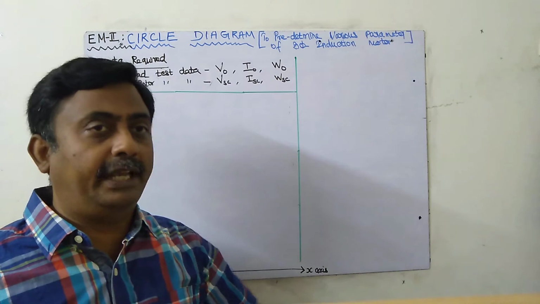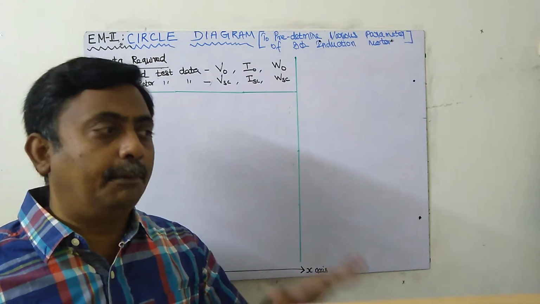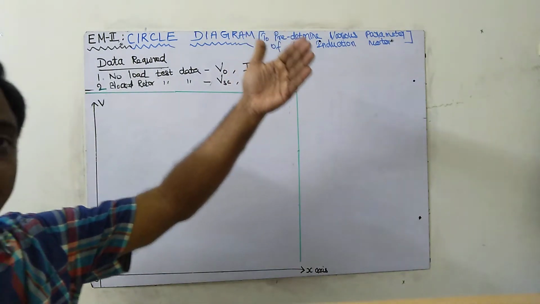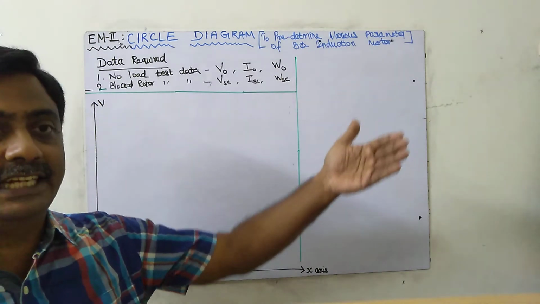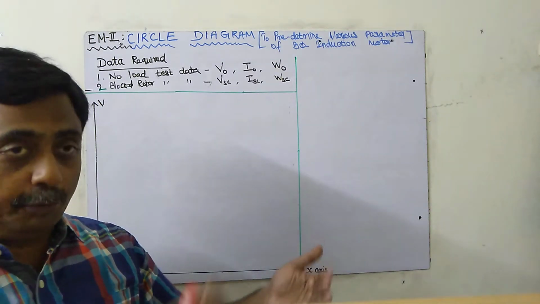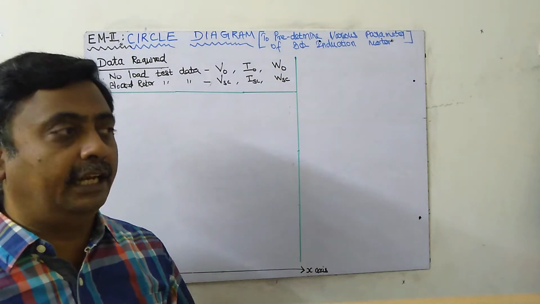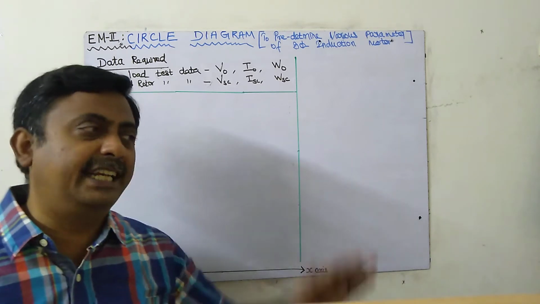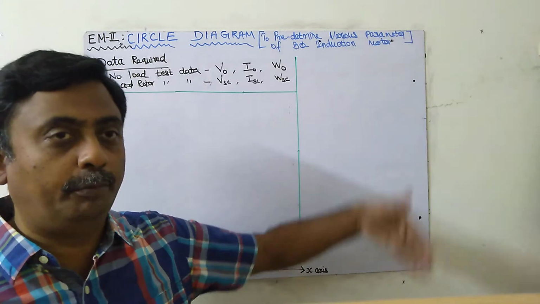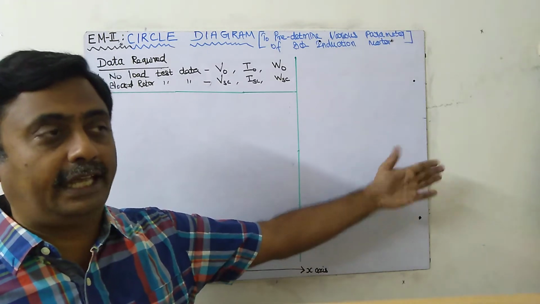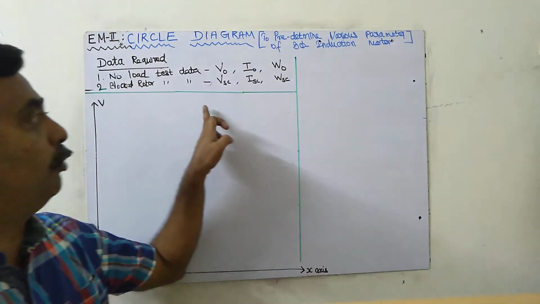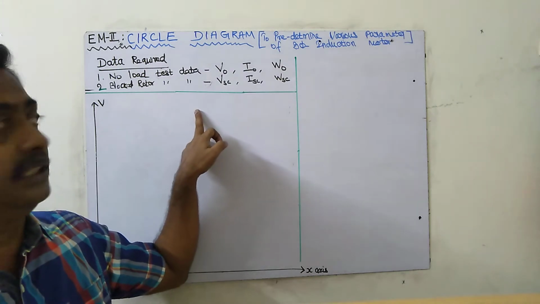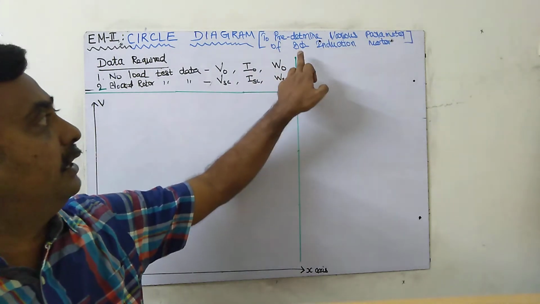But the exact method is the direct loading method. The problem with direct loading is that we need various test data; we have to perform at least 10 tests and then do the calculations. It will be accurate, but the only problem is that the time consumption and power consumption will be more in the direct method. Here we are going for an indirect method to predetermine various parameters for the 3-phase induction motor.